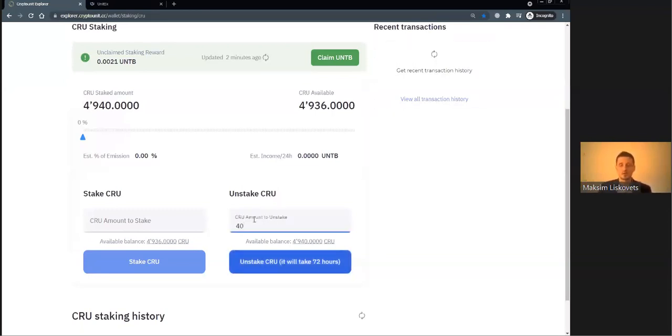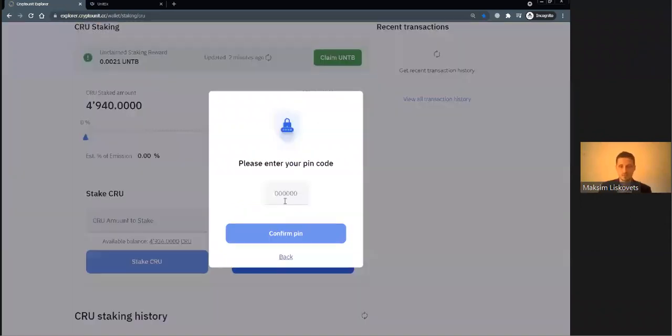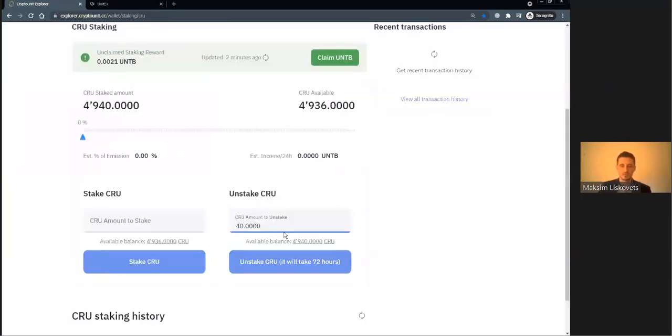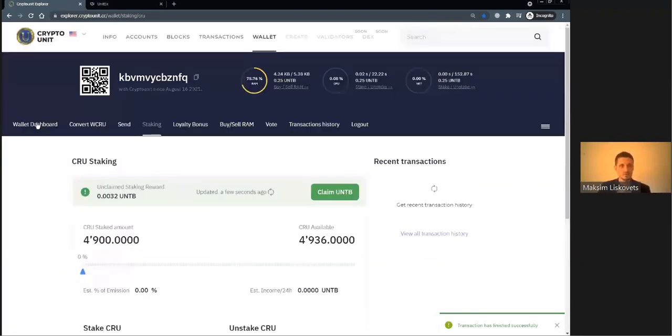to say 40 CRUs. But please remember, and it is important to understand, that when you unstake CRUs like World CRUs from staking, they will be returned within 72 hours. It takes 72 hours to unstake them. Again, you enter your PIN code, confirm it, and we see that 40 CRUs were unstaked.